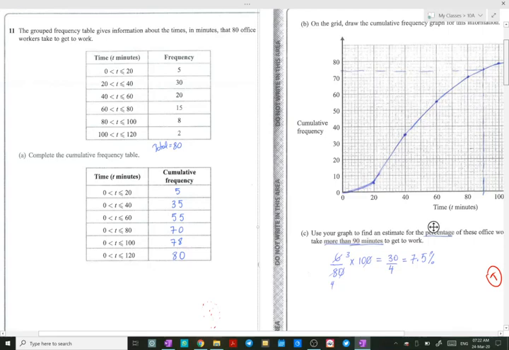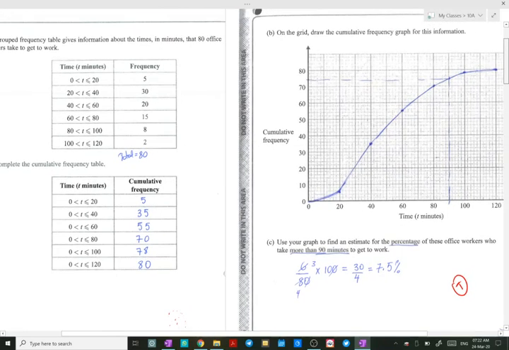So in order to write the cumulative frequency, we start with the first frequency, which is 5, and then we add 30, so it's 35, and to the 35 we add the frequency 20, we get 55, and then to the 55 we add 15, and then to the 70 we add 8, and then to the 78 we add 2, and in the end we should get the total number of frequency when you're calculating your cumulative frequency.